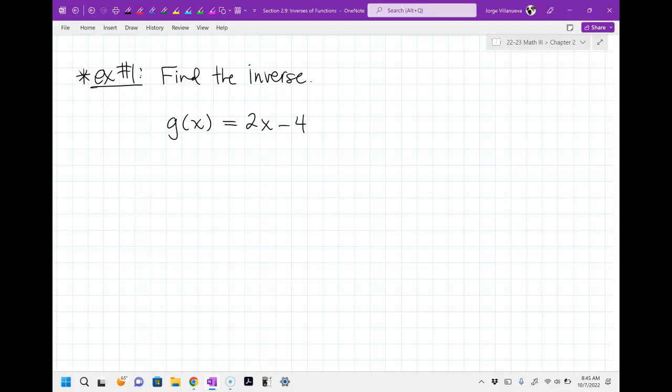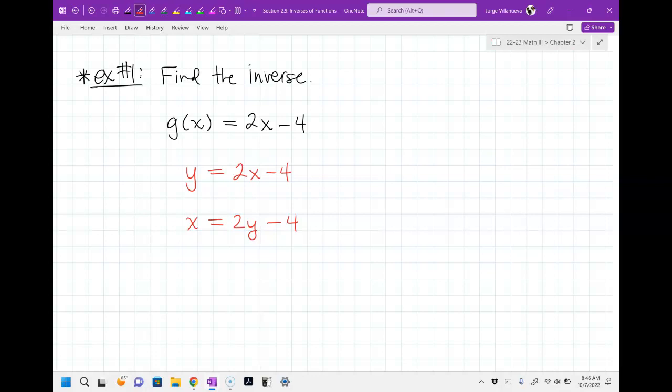So, step 1 was to write the equation, right? There it is. I wrote it. Step 2, what am I supposed to do? All right, so change g of x to y. So y equals 2x minus 4. Good. Step 3, what am I supposed to do? Relabel. And what do I relabel? x to y and y to x. So notice, instead of y equals, I'm going to put x equals. Instead of 2x, I'm going to write 2y minus 4.